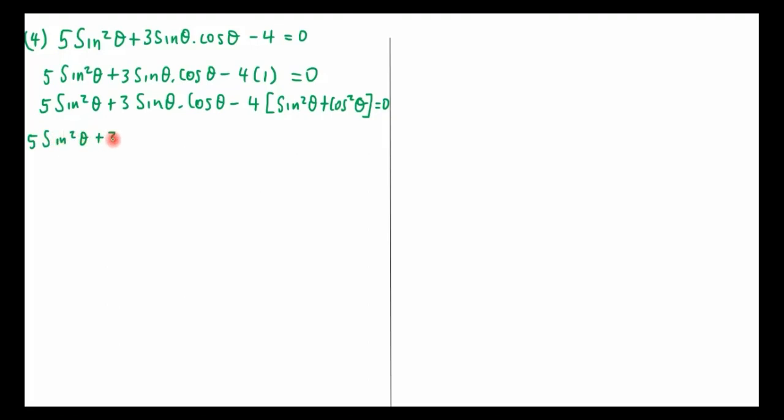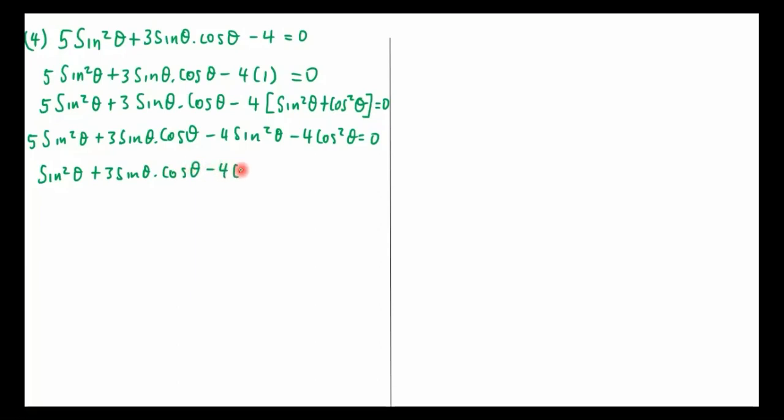So from here, we're going to get this part, minus 4 sine squared theta, minus 4 cos squared theta, right? Remember we said we wanted to have the 4 squared theta. So basically this minus 4 is going to subtract with that 5, and then we're going to be left with 1 sine squared theta plus 3 sine theta times cos theta, minus 4 cos squared theta equals 0. All right, so when we get here now, how do we then solve for this?